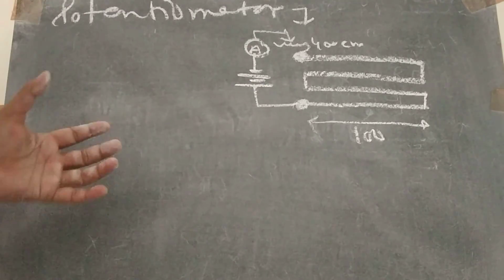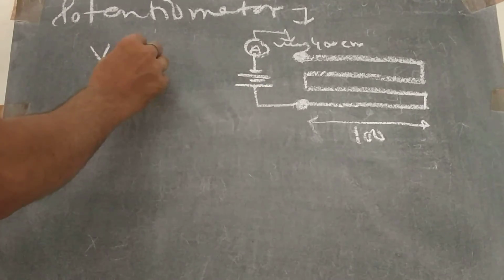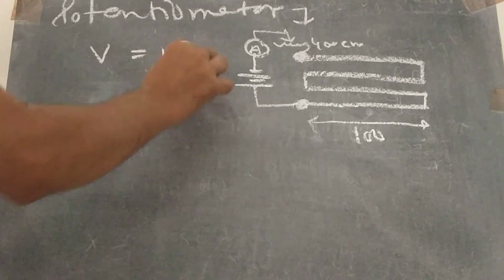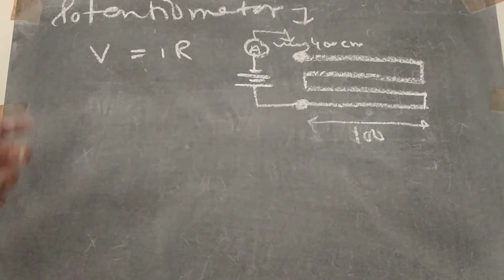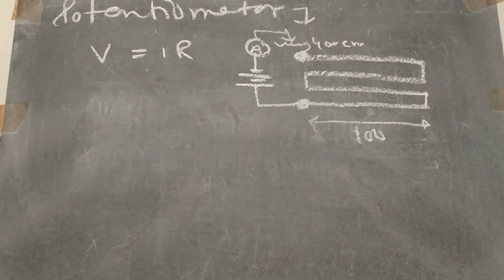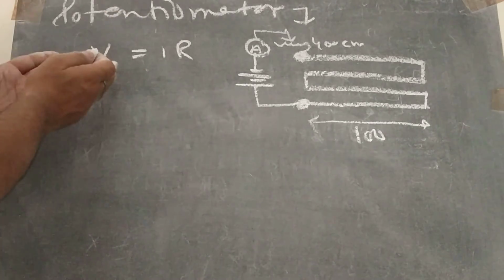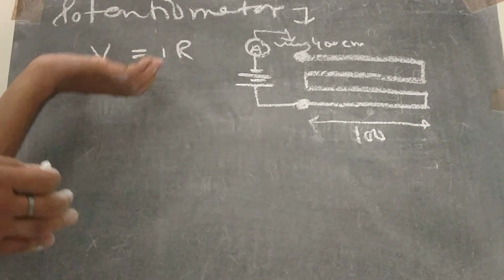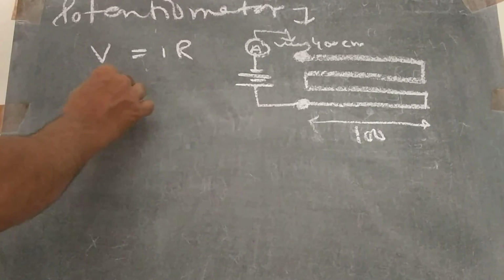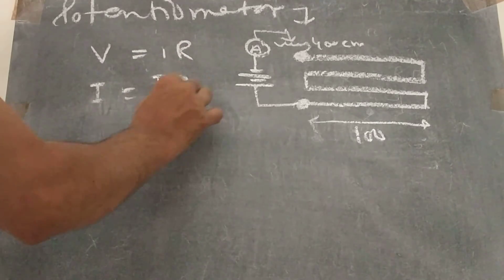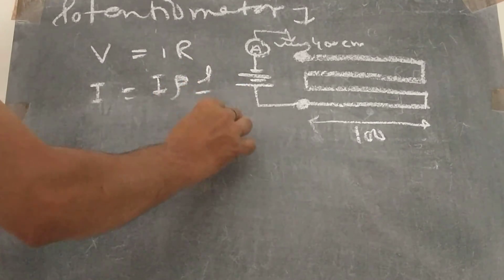Potentiometer is based upon the fact, simply we know V equals IR according to Ohm's law. So sometimes a question is asked in the examination like this: explain the principle and construction of potentiometer. This is a very simple case. Potentiometer is a device which is used to measure the potential difference, but its principle is from Ohm's law. V equals IR, and R equals rho times L by A.